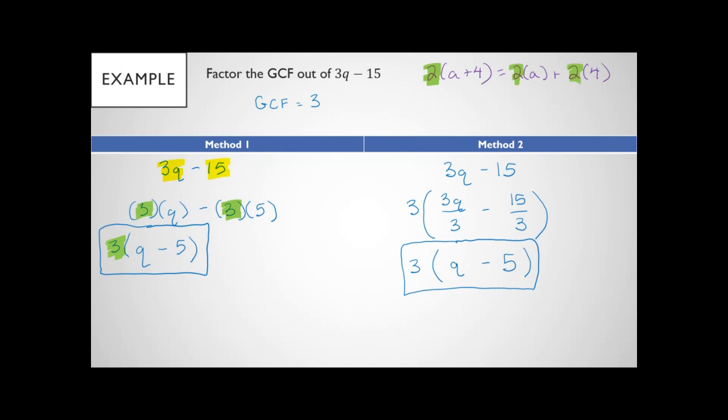I'm going to do this on a second problem, just to show you what it looks like when you have variables involved. Here we have 9st plus 7t. First we're going to find our greatest common factor, and we first ask, is there any number I can divide out of my numbers? Out of 9 and 7, they don't have anything in common that I can divide out. My first term has an s, the second one doesn't, so I can't remove an s. But they both contain a t, so our greatest common factor is going to be t.